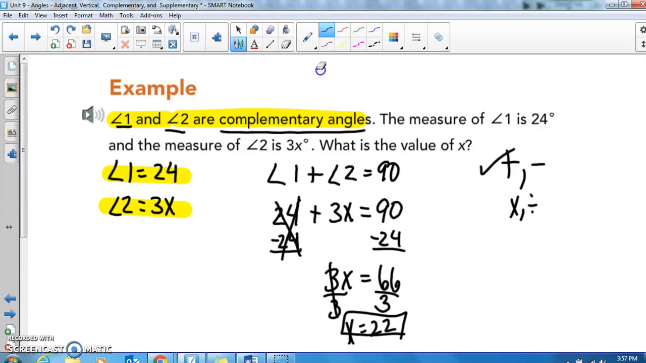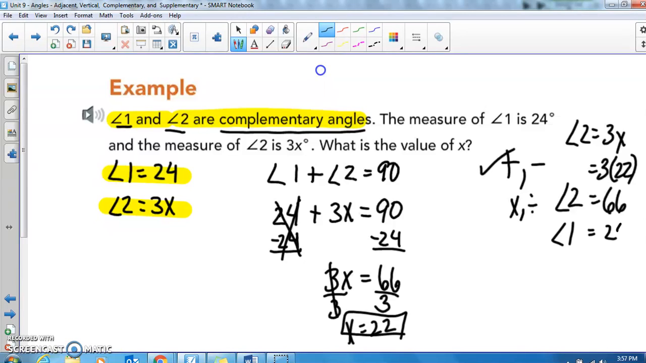Now, that does not mean that the angle is 22. It just means the value of x is 22. Because we know angle 2 equals 3x, I'm going to substitute 22 in for x. And that gives us 66. So angle 2 measures 66 degrees. And I can confirm that it's complementary to angle 1 by adding the value of angle 1 to it. We know angle 1 is 24 degrees, so if they're complementary to each other, when I add them together, that should give us a 90-degree angle. So, that is how we solve for this value of x.